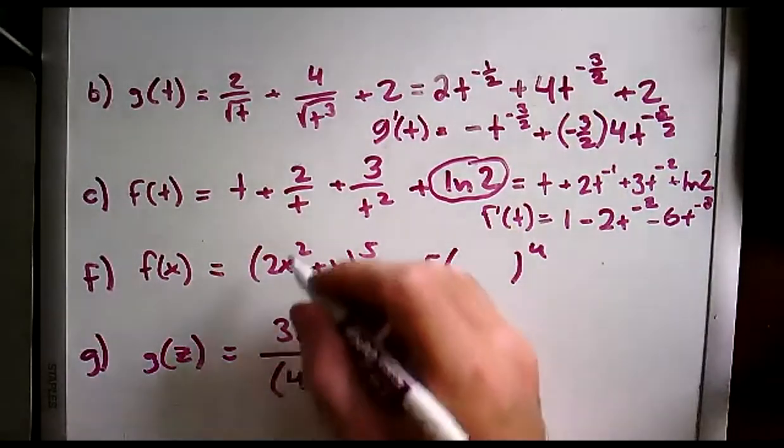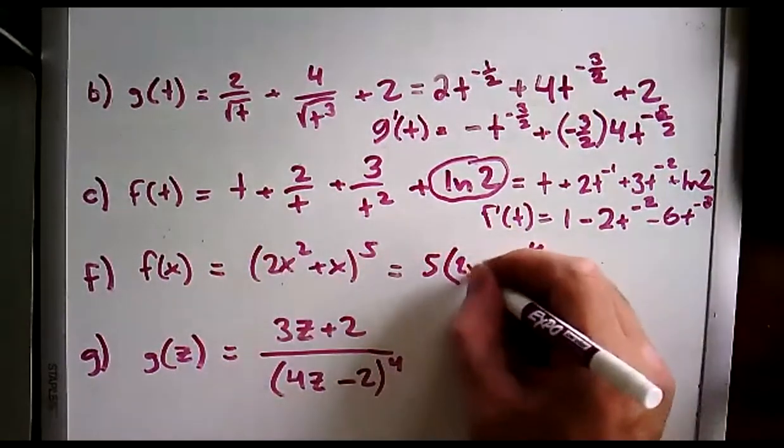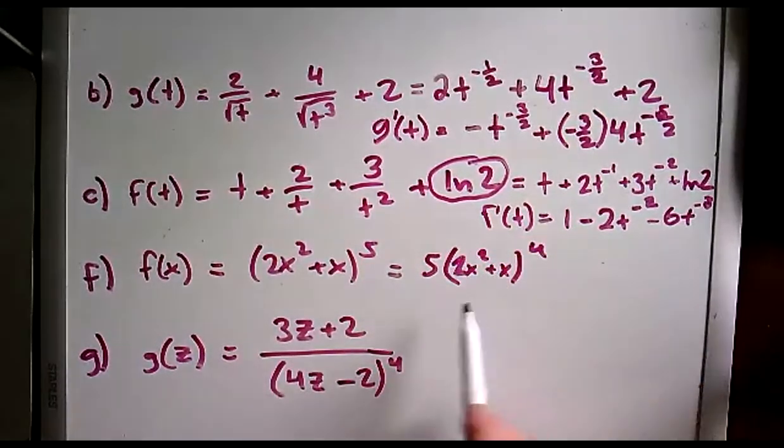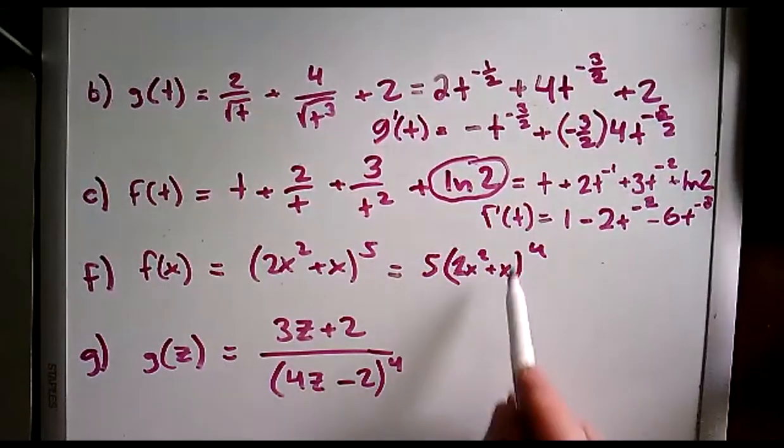Well, it's not x, it's this other function here. So it's 2x squared plus x. And then what the chain rule really says is like, okay, that's all well and good, but the inside function is also changing.